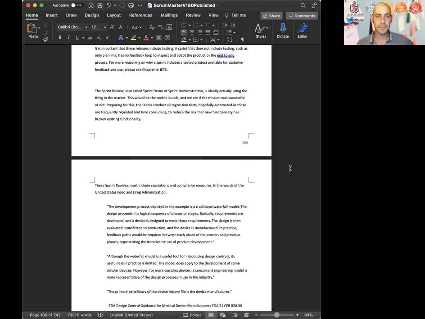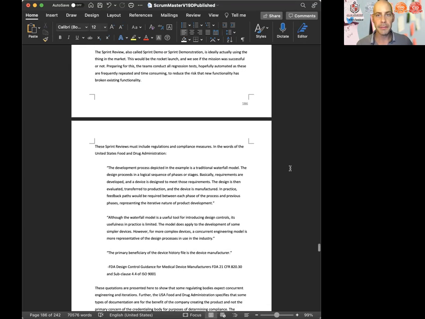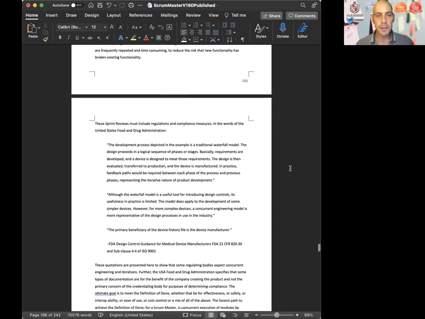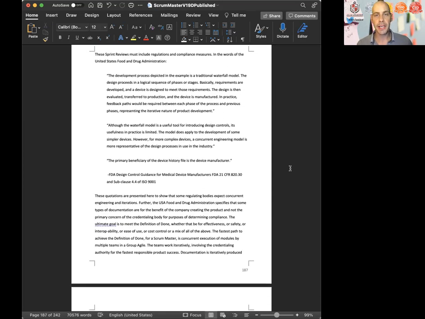The sprint review, also called sprint demo or sprint demonstration, is ideally actually using the thing in the market. This would be the rocket launch and see if the mission was successful or not. Preparing for this, the teams conduct all regression tests, hopefully automated, as these are frequently repeated and time-consuming, to reduce the risk that the new functionality has broken existing functionality. These sprint reviews must include regulations and compliance measures.